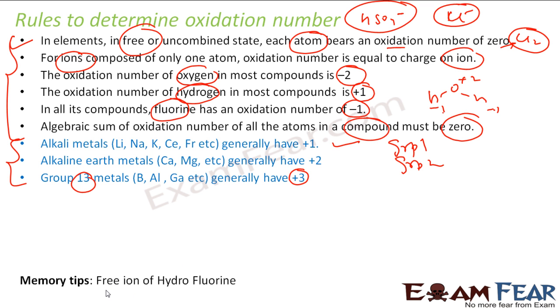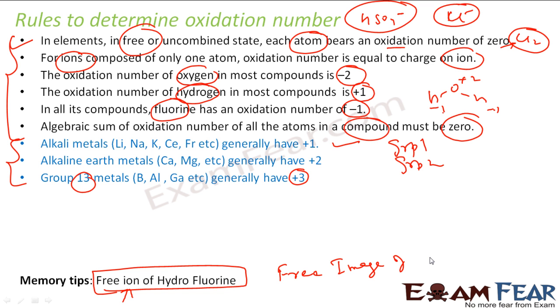The memory tip is pretty simple. You have to remember this sentence: free ion of hydrofluorine. Please remember this: free ion of hydrofluorine. Or let me give you a better one. I just thought of this: free image of human face. I think this is pretty easy to understand. Remember, right? Free image of human face.